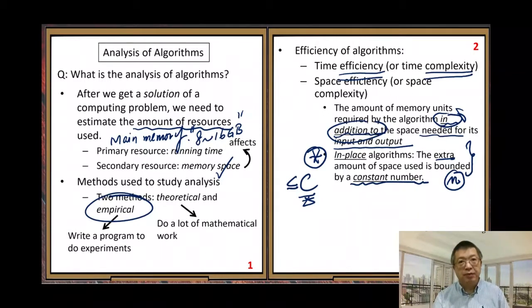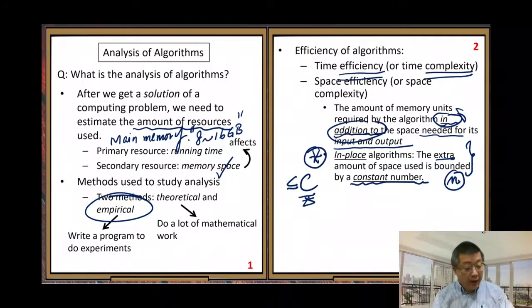So with this concept, later we will look at our algorithms, which of them is an in-place algorithm and which of them is not. We can look at that later.